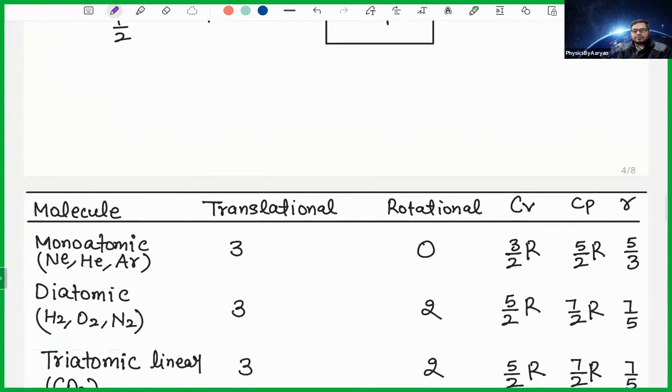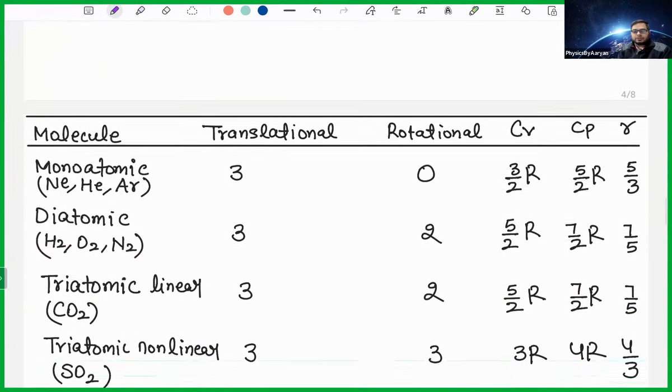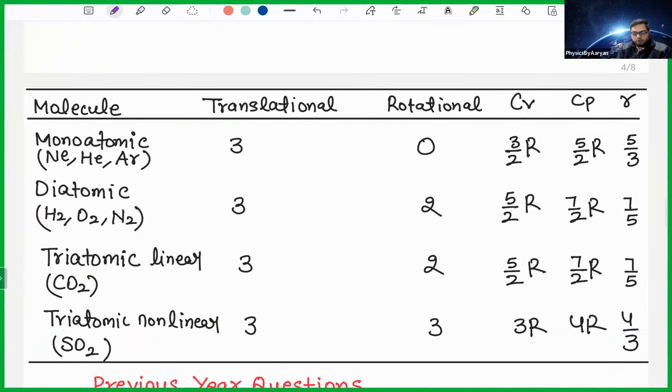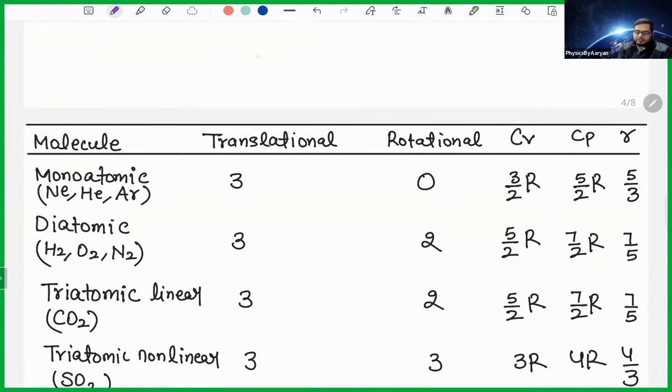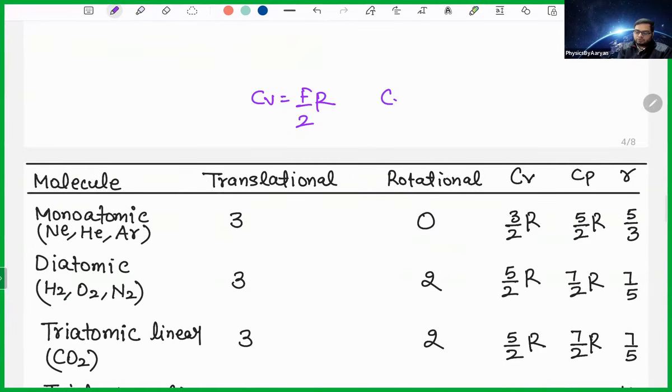Okay, let's find these for different cases. First, for a monatomic gas, we just studied that there are three translational degrees of freedom and no rotation. So what is CV? CV is given by F by 2 R. How many degrees of freedom are there? 3. So it will be 3 by 2 R. What will be Cp? Cp is given by F by 2 R plus R, so it will give you 5 by 2 R. And gamma is given by Cp by Cv, so it will give you 5 by 3.